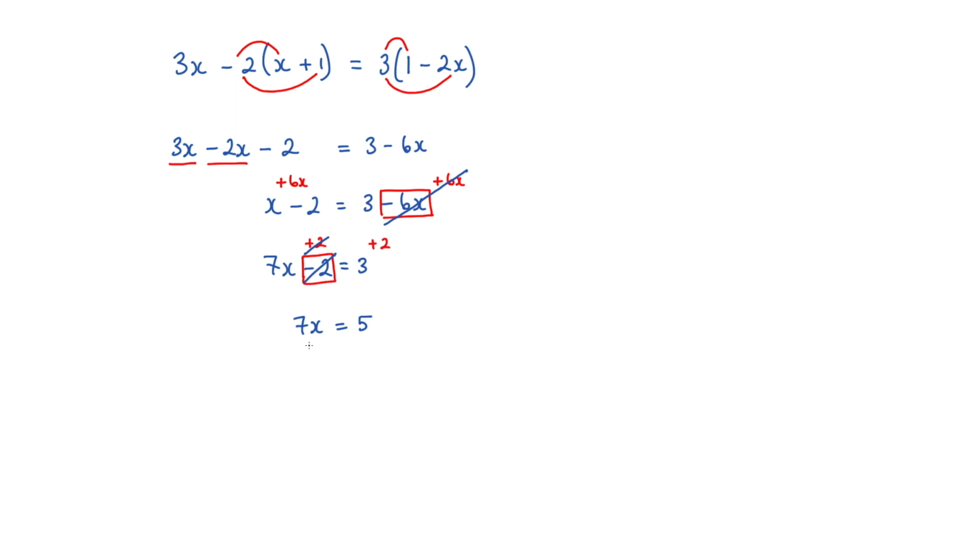Now the only thing left to eliminate here is this 7. I've got 7 multiplied by x, so what I need to do is to divide by 7 here, and if I do it to the left-hand side, I must divide by 7 on the right-hand side as well. Now the 7s, they will cancel, leave me just with the x, equals, and 5 divided by 7, I'll just write that as a fraction, as 5 over 7.